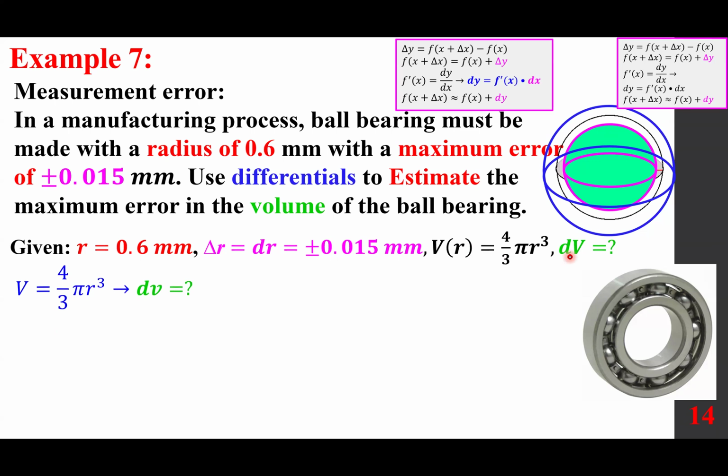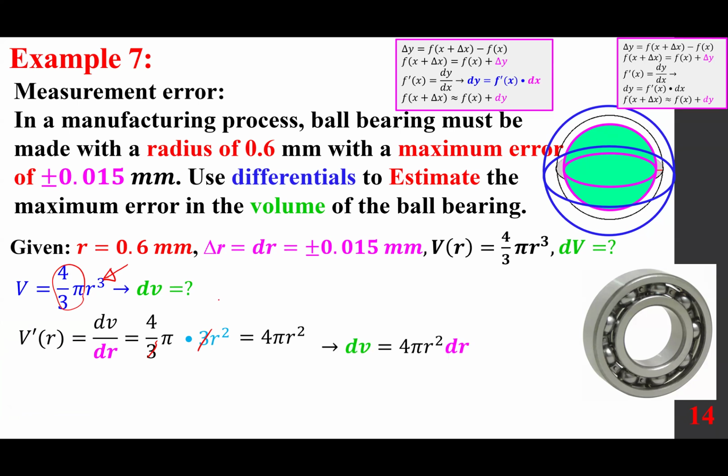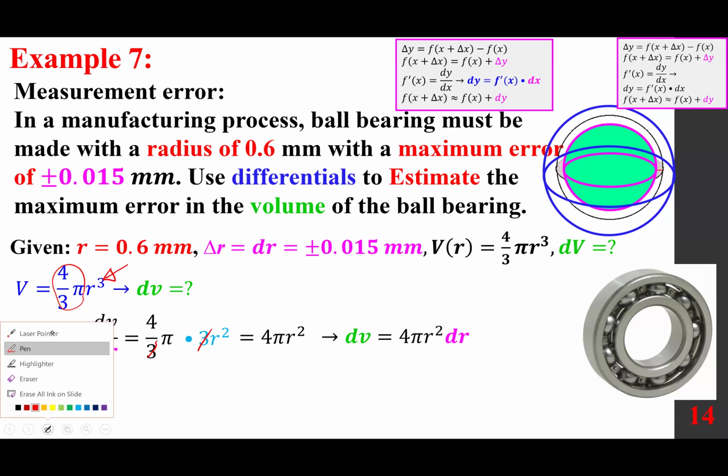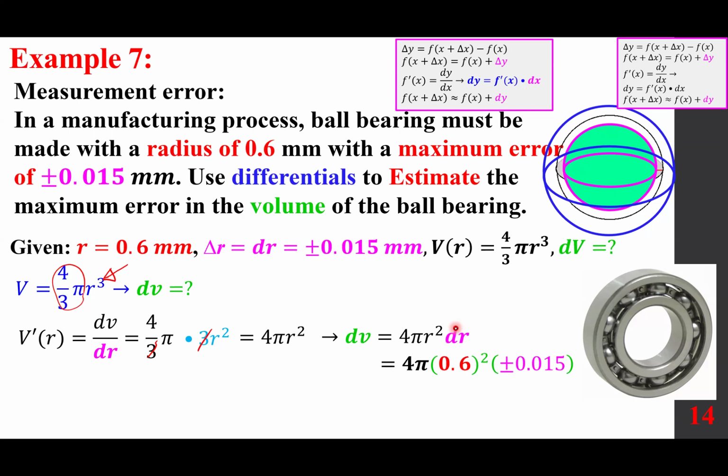dV is missing. And to find dV, just like here, for f prime of x, dy dx has to be found first. For this, V prime of r or dV dr must be found first. And please understand, you keep this intact because it's just a number. And you differentiate r cubed, which gives you 3r squared. These two cancel each other, 4 pi r squared. So dV is the same thing times dr, 4 pi r squared dr. Over here says replace the r with 0.6 and dr with plus minus 0.015. We do that, we get plus minus 0.0216 pi.